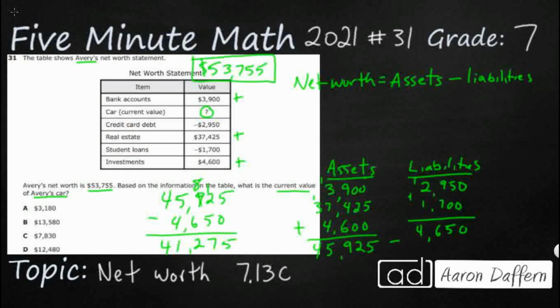So all I need to do is see how far away those two are, and that will give me the value of my car. So my real net worth is $53,755, not including the car. It's this $41,275. Subtract the two, we're going to get the value of that missing car. 6, it's 8, it's 4, 2, 12. All right, so our missing car is $12,480. D.